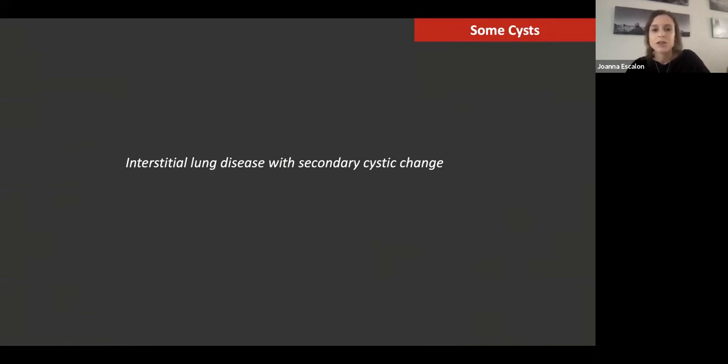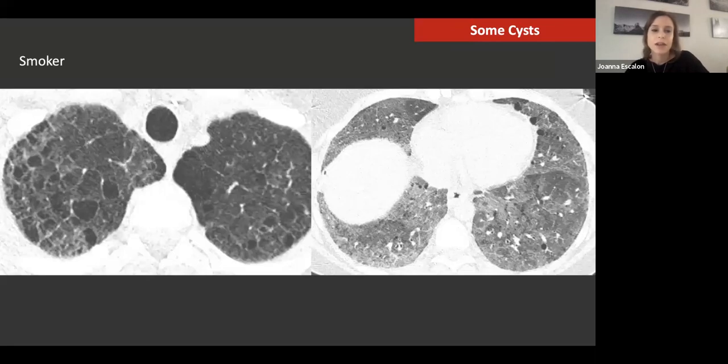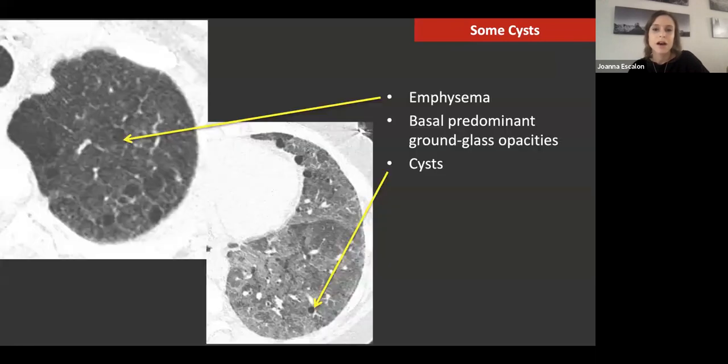In this section, I'll be talking about diseases that can have secondary cystic change, but it's not the primary process going on. First, we'll start with interstitial lung disease. So here we have a smoker, and you can see that they have upper lobe predominant emphysema and lower lung predominant ground glass opacities and a couple cysts. Give you a moment to think about it.